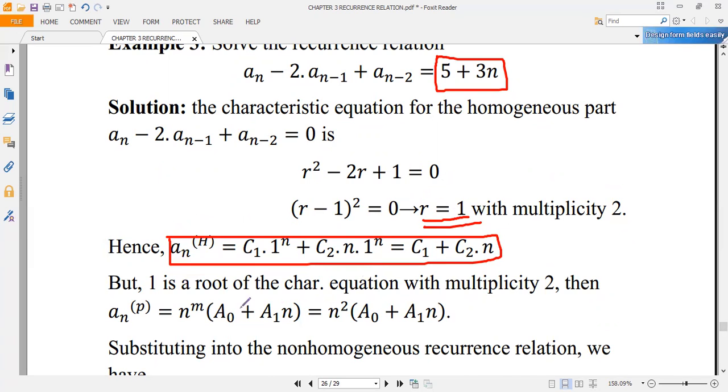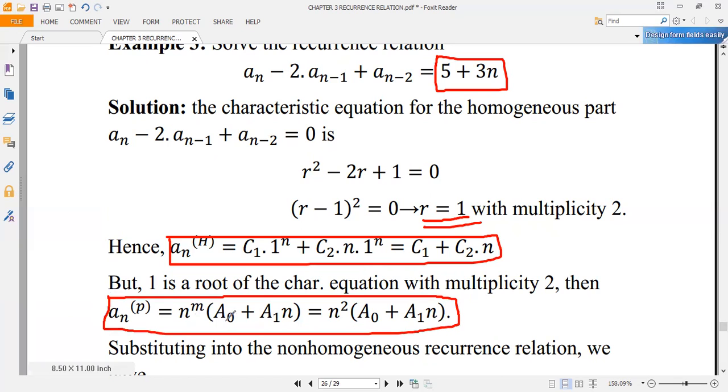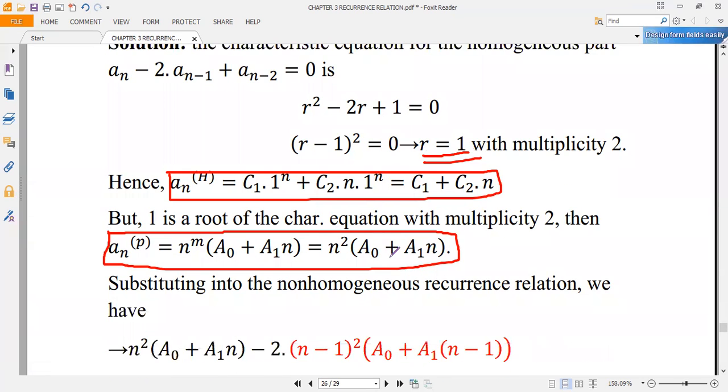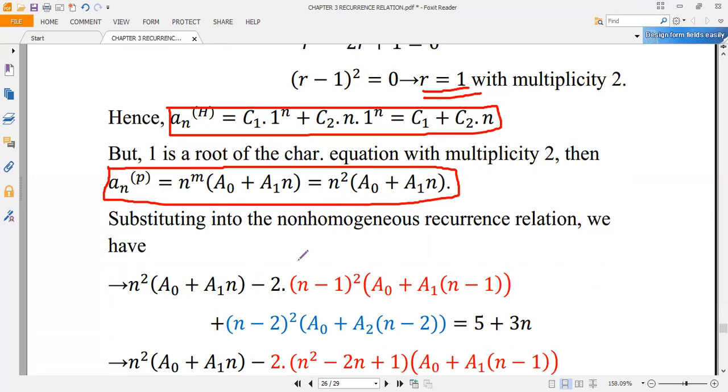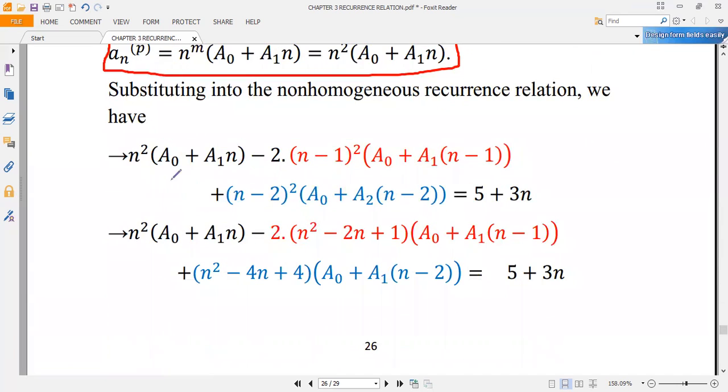the trial solution to the non-homogeneous part will be n times 1 to the power of n times (a naught plus a1 times n), which is n squared times a naught plus a1 times n. Since it is a linear function, the trial solution will also be a linear function, and n squared is obtained because 1 is the root of the homogeneous part. So substituting this trial solution into the given non-homogeneous recurrence relation, you will obtain this.